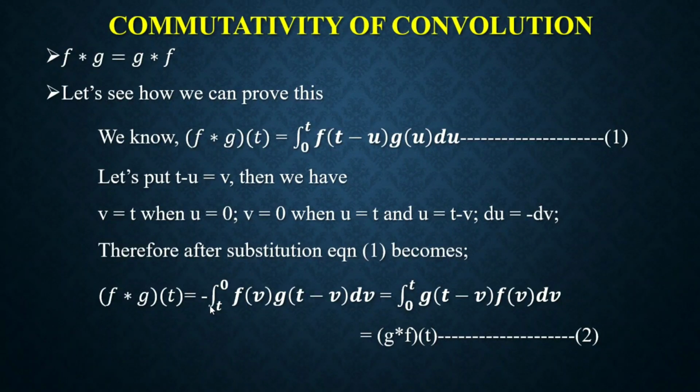Now, minus of integral a to b is given by plus integral b to a. That is, minus of integral t to 0 is equal to integral 0 to t of g(t minus v) f(v) dv. Now, this is of the form integral 0 to t of f(t minus u) g(u) du, right? We have (f star g)(t) equal to this. Therefore, the integral from 0 to t of g(t minus v) f(v) dv is equal to (g star f)(t).